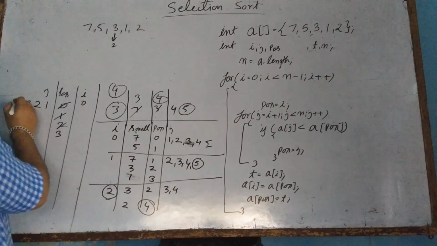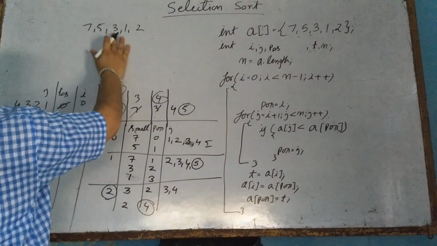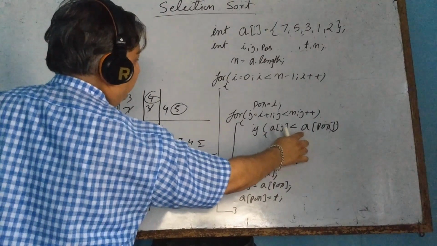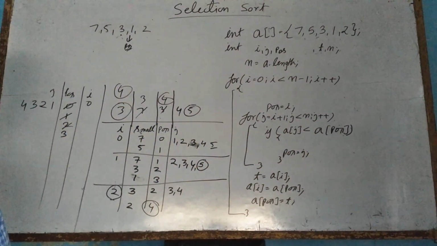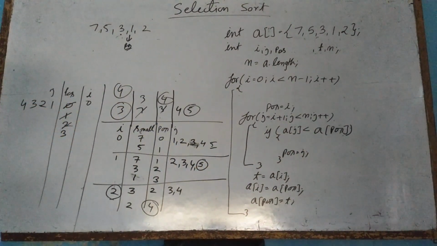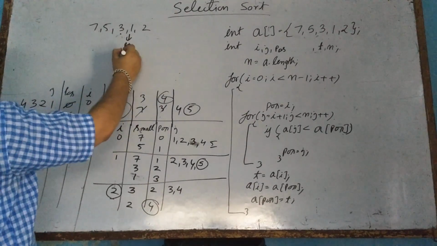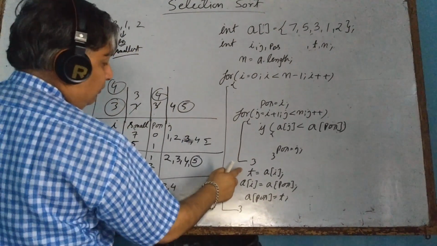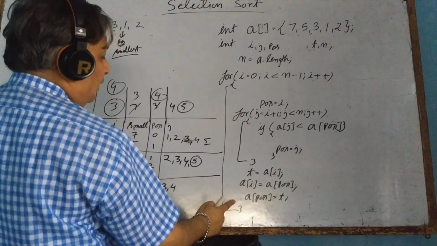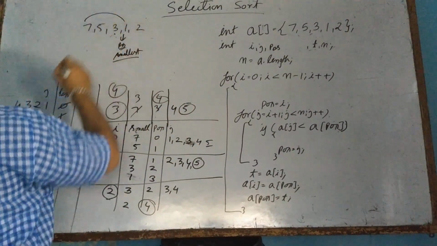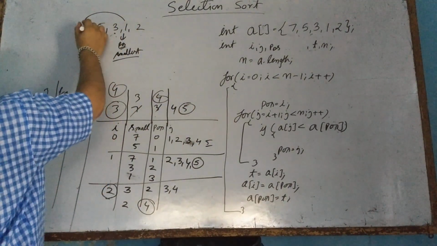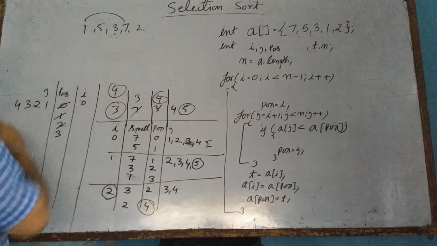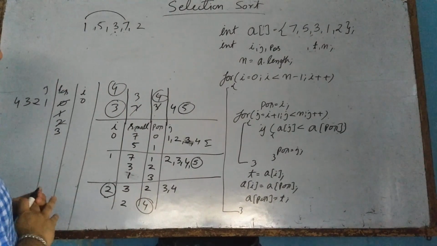Then J will become 4. At index number 4, 2 is found. Is 2 less than the number at POS? No. So after coming out of this loop, POS is pointing to the place where the smallest number is present. Now after coming out of this loop, we just swap the values at I and POS. So 1 and 7 are swapped. So the new array is 1, 7. Alright, the smallest number is brought to index number 0.